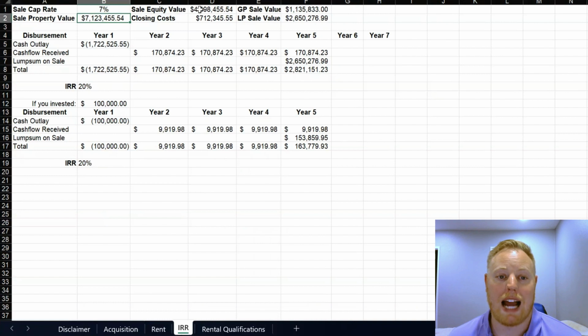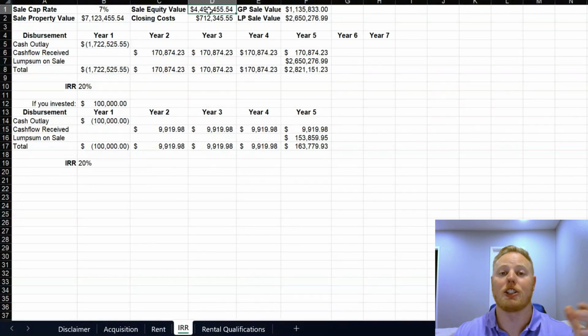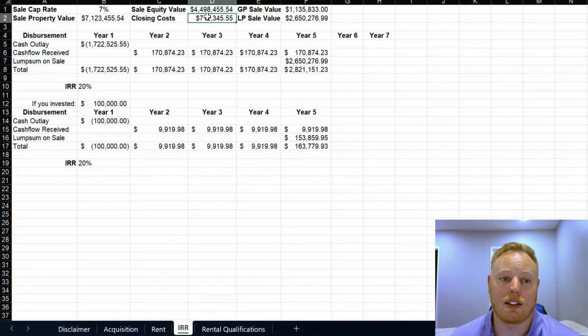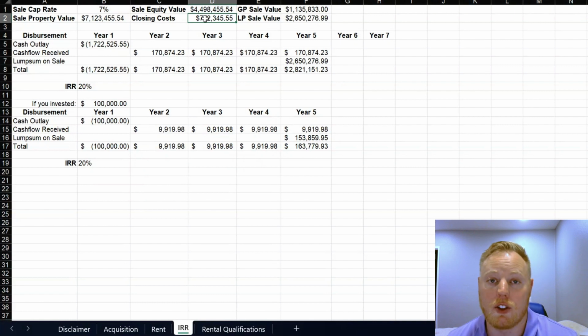You have to subtract out the loan balance that's remaining to get your equity value, which is $4.5 million. That's how much cash is generated. Closing costs, I just have as a 10% closing cost. You have a 3% broker fee. You have a disposition fee of 2%, which I probably won't do because of my split. So this is actually going to be higher when I finalize these numbers. I'm a little bit more conservative on this.